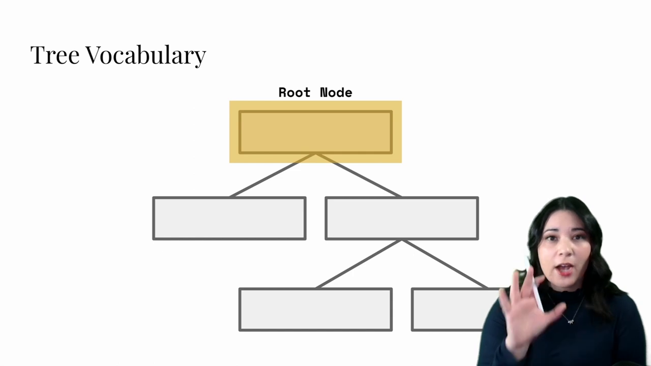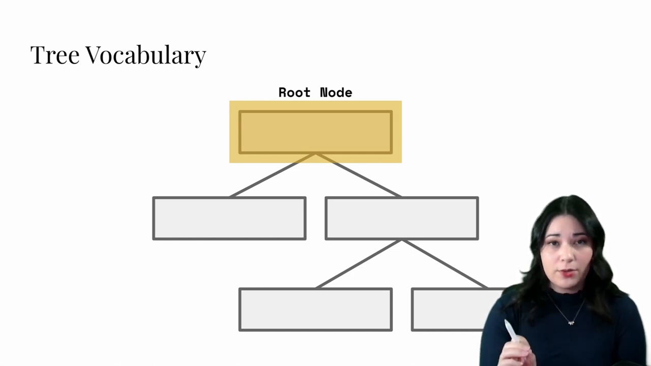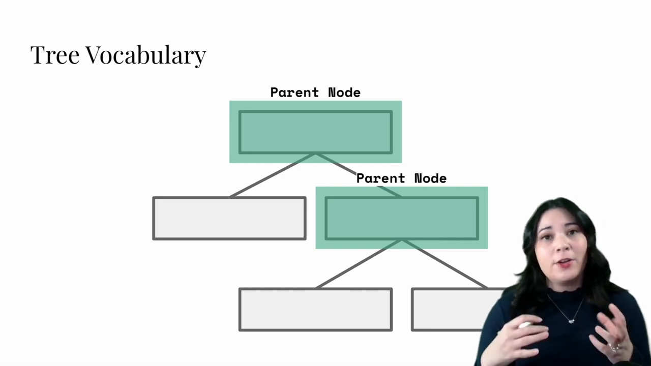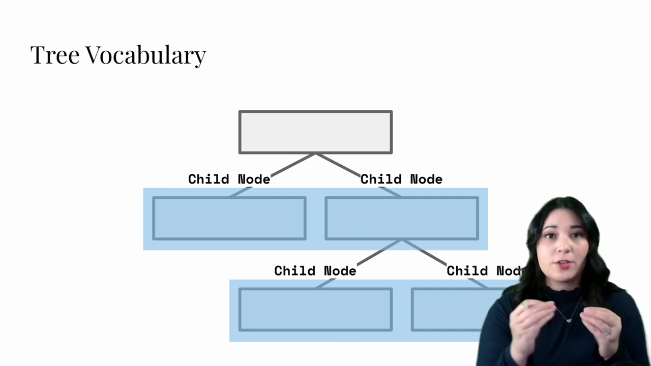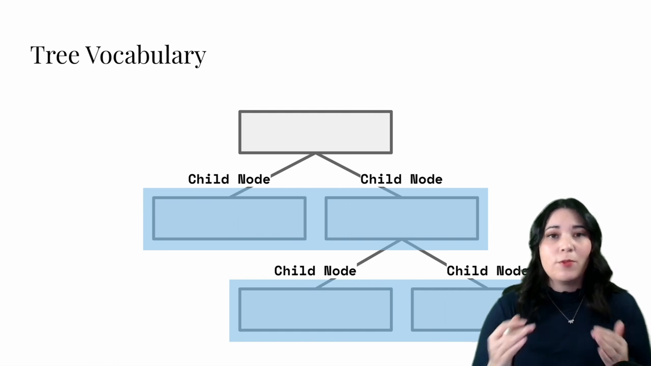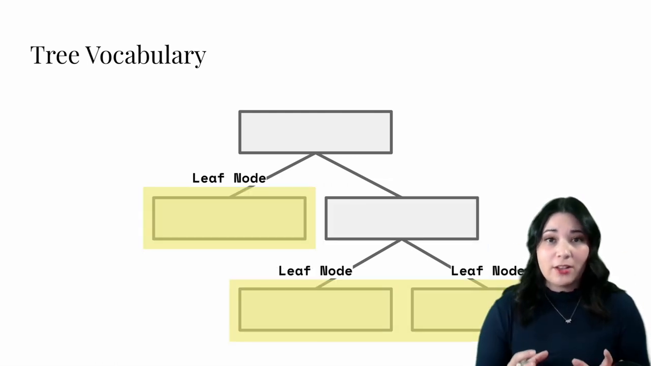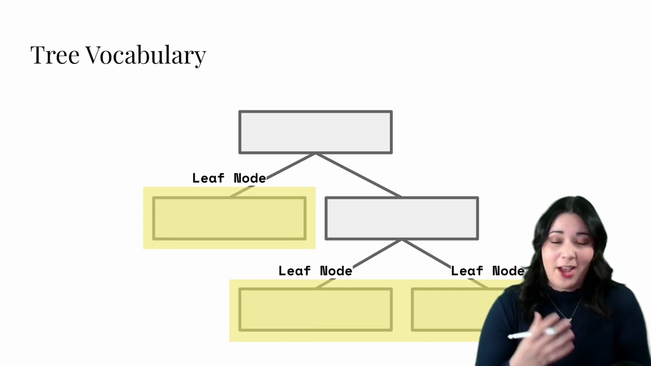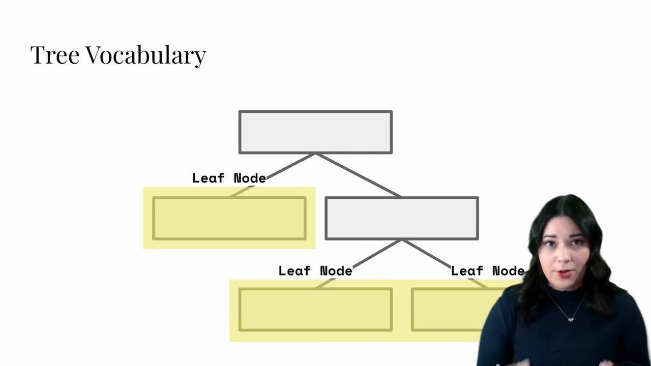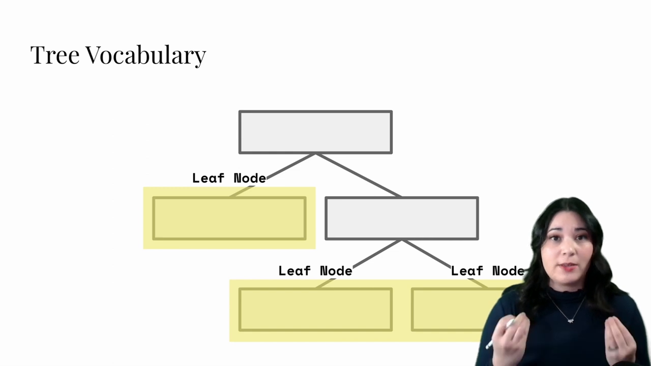In a tree, the topmost node is called the root node. This is where the tree begins. Another term we need to be familiar with is parent node. Parent nodes are nodes, including root nodes, that have splits and then nodes below them. These nodes that our parent nodes are split into are called child nodes. Child nodes are nodes that come from a split of a parent node. If a child node does not itself have any children, in other words, it's the end of the tree along that branch, it is referred to as a leaf node. And leaf nodes are very important in decision trees because leaf nodes are where we actually make predictions.